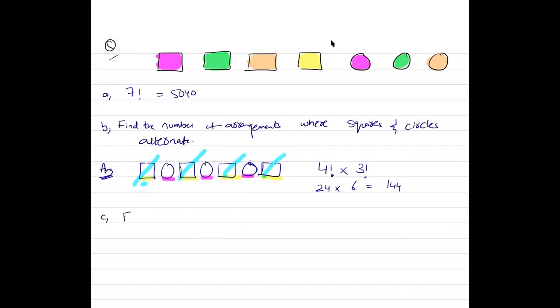Now I need you to find the number of arrangements where all squares are together.